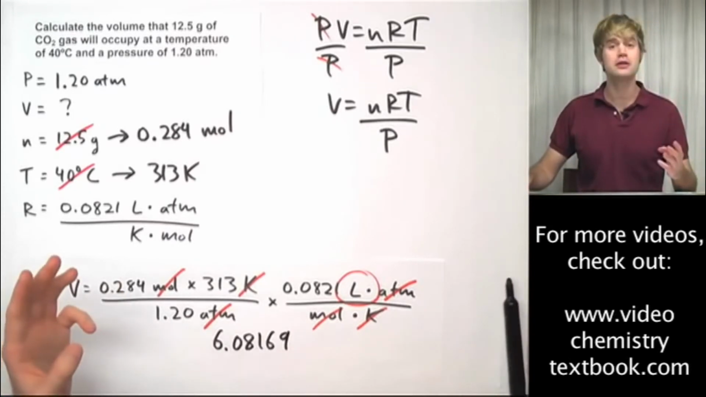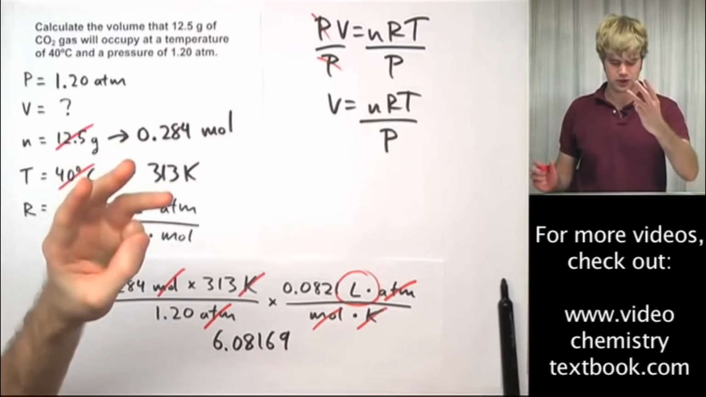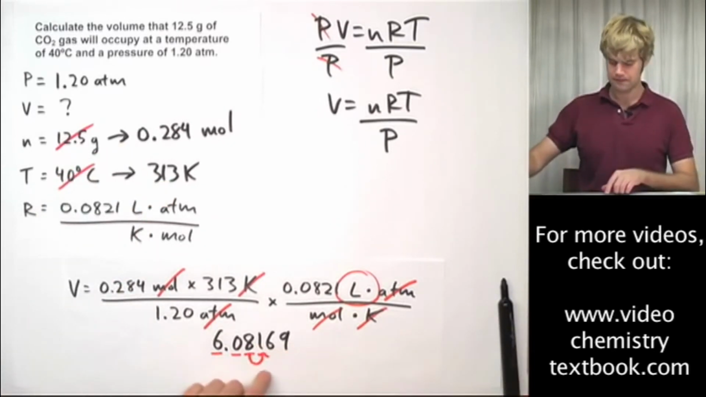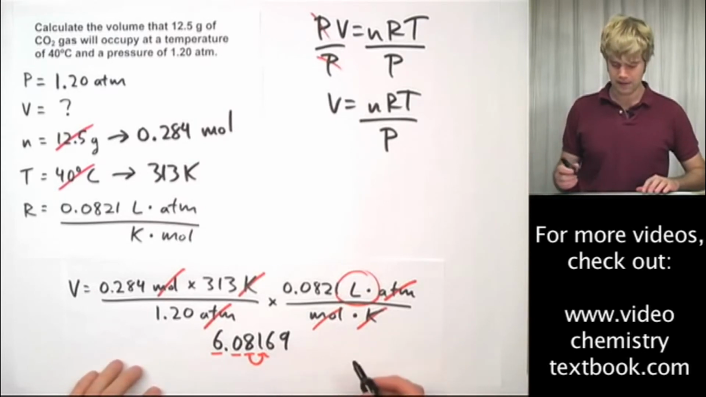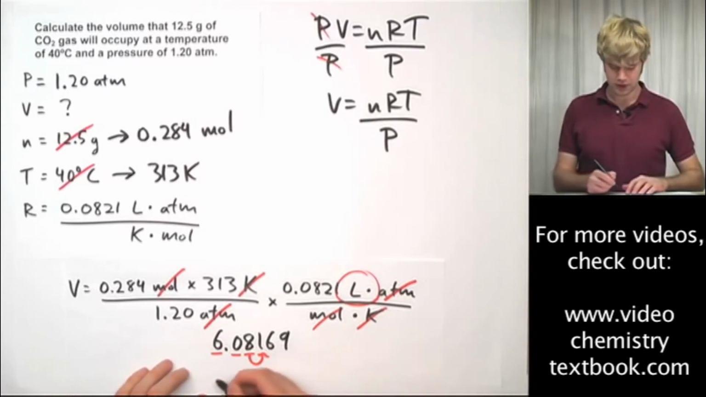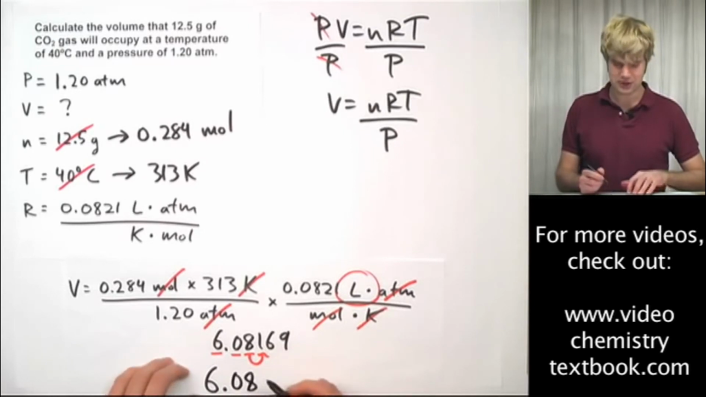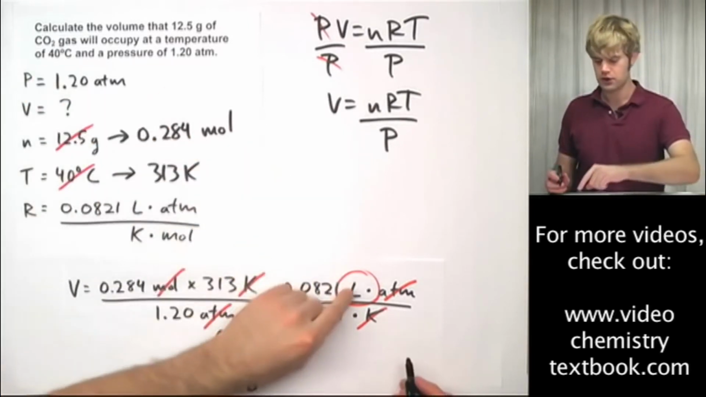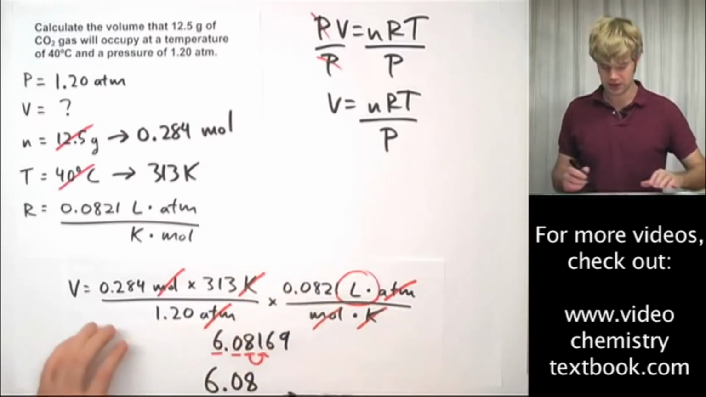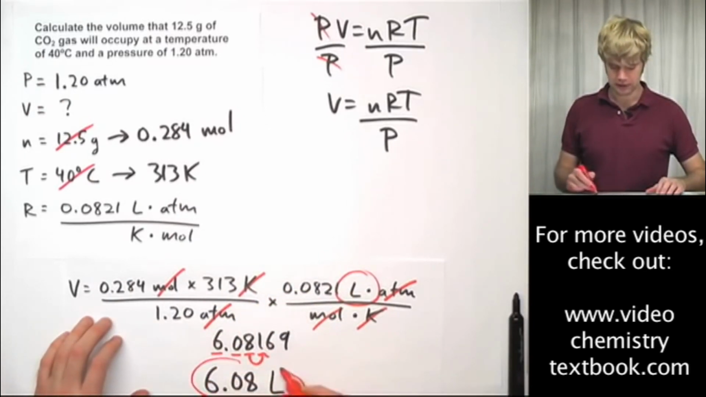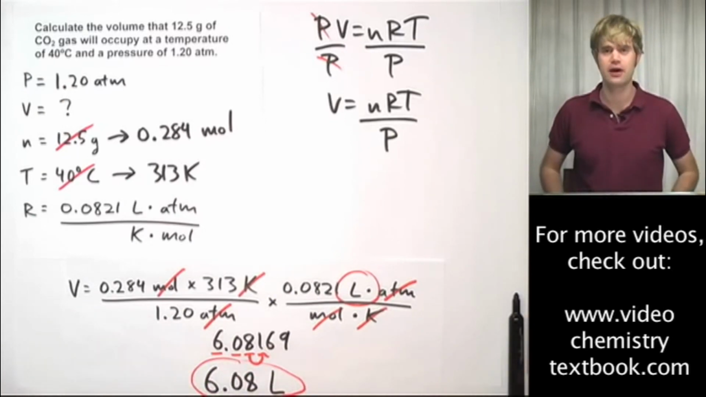6.08169. How many significant figures do I round it to? I round it to 3. So I keep the 6, I keep the 0, and I keep the 8. And I look whether I round it up or down. I keep it the same. So my final answer is going to be 6.08. What are my units? The units are what I was left with after canceling, 6.08 liters. And that's my final answer for this.